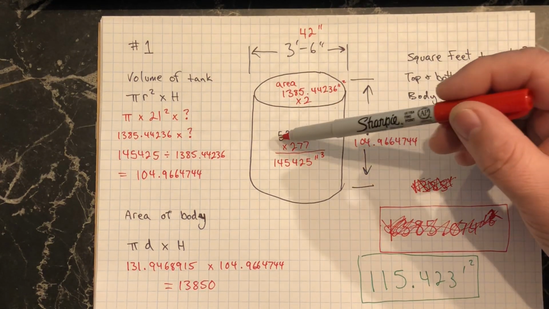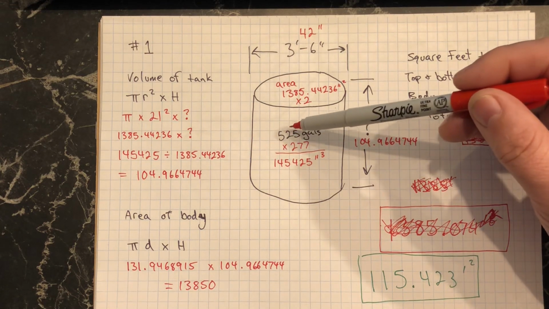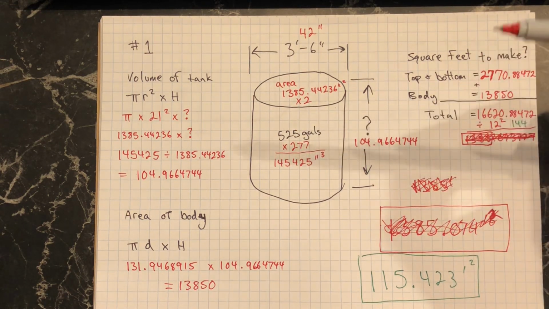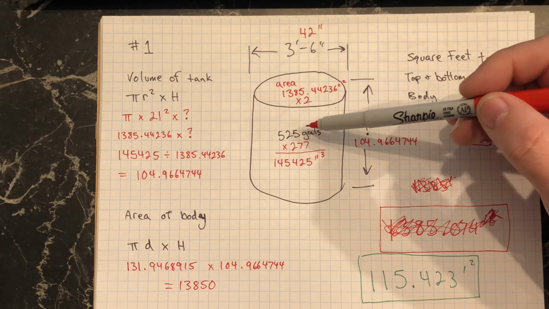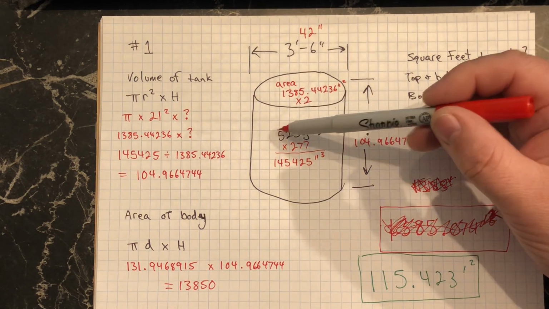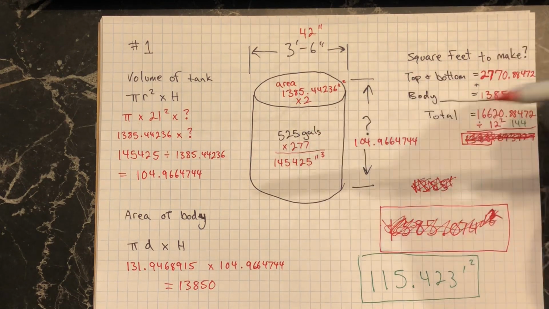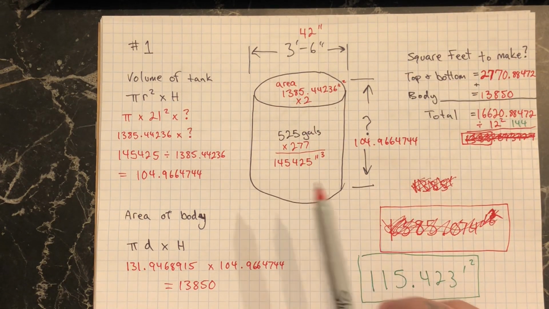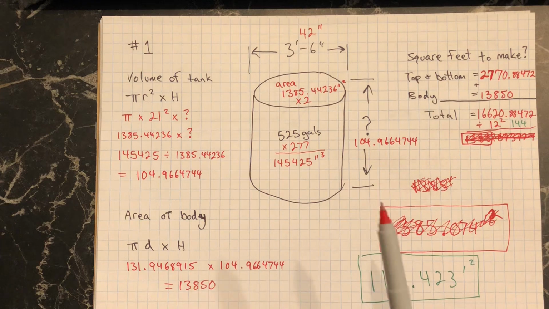So first thing I do here is I change the gallons into cubic inches. So 1 gallon is 277 cubic inches. So I just multiplied 525 times 277, which gives me 145,425 cubic inches.